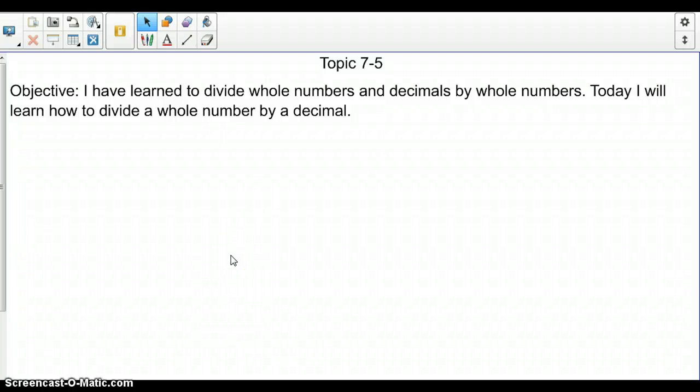Today we will be studying Topic 7.5. Please write down in your math spiral, objective: I have learned to divide whole numbers and decimals by whole numbers. Today I will learn how to divide a whole number by a decimal.